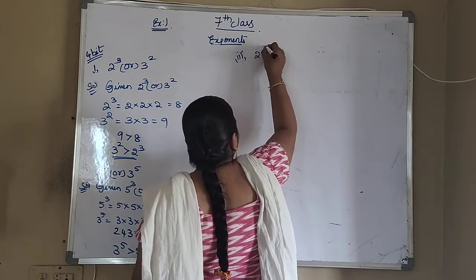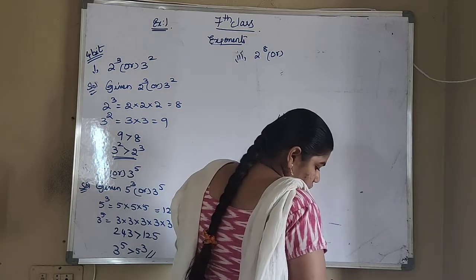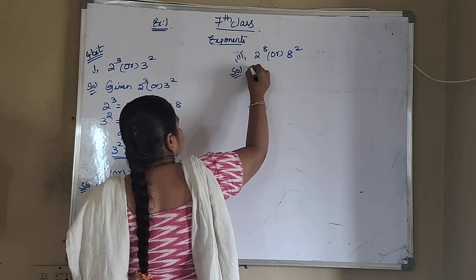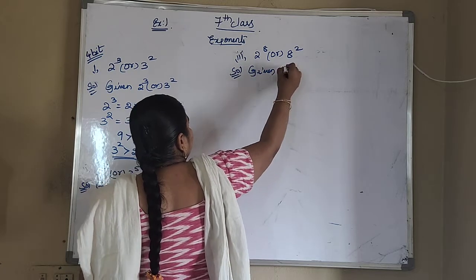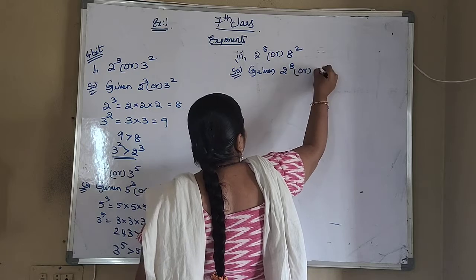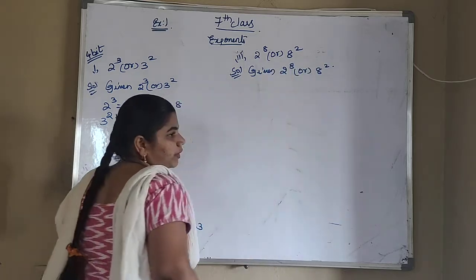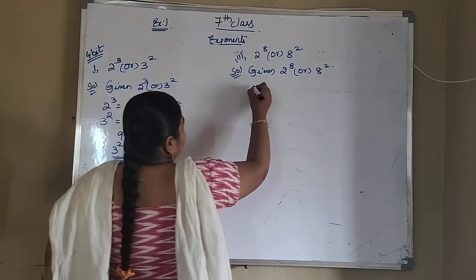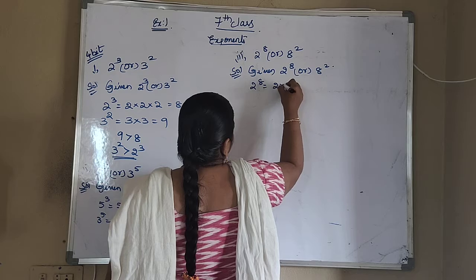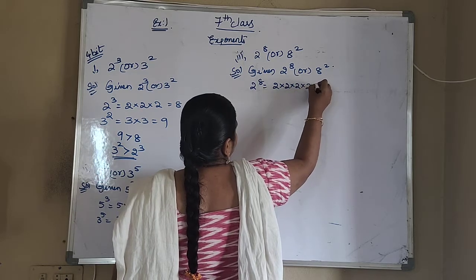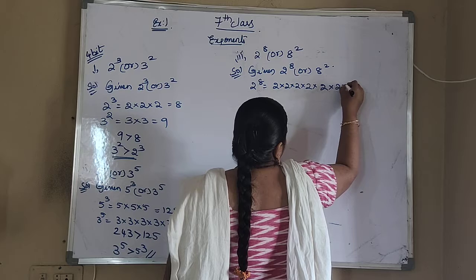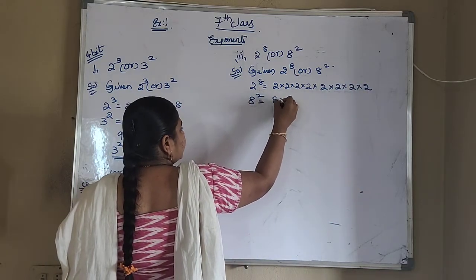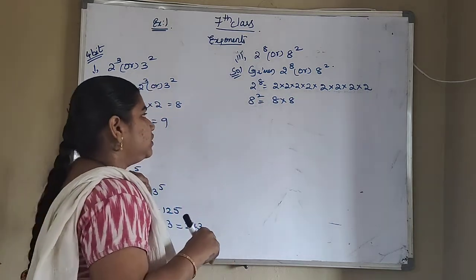2 power 8 or 8 square. Given 2 power 8 or 8 square. So 2 we have to multiply 8 times and 8 we have to multiply how many times? Only 2 times. So 2 power 8, 2 into 2 into 2 into 2 into... So I have multiplied 8 times and 8 I have to multiply only 2 times, 8 into 8. Okay. So which is greater we will see.